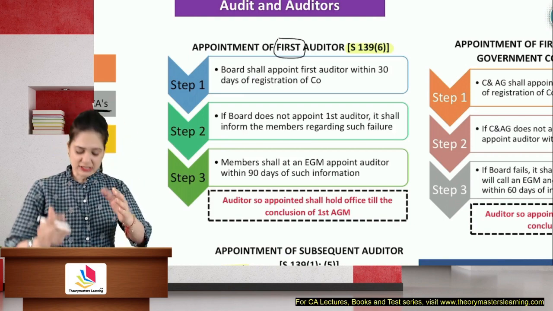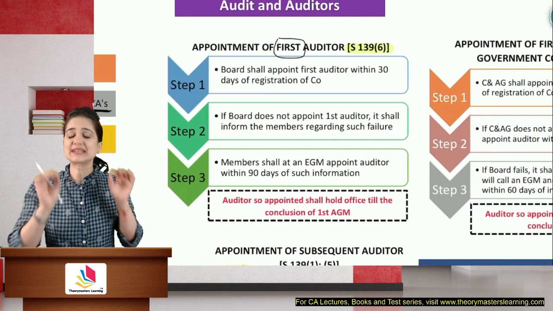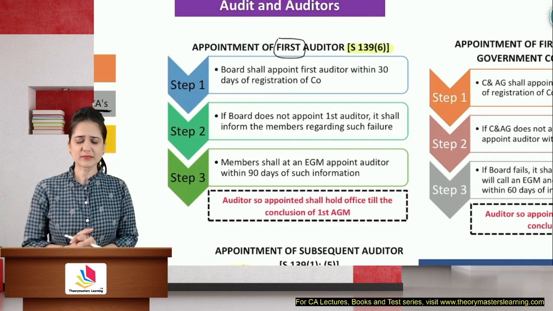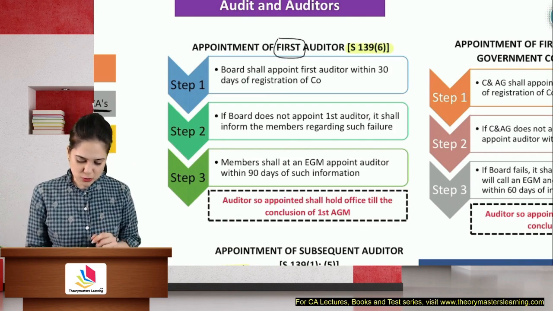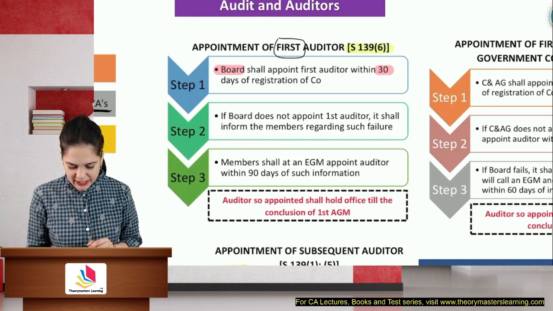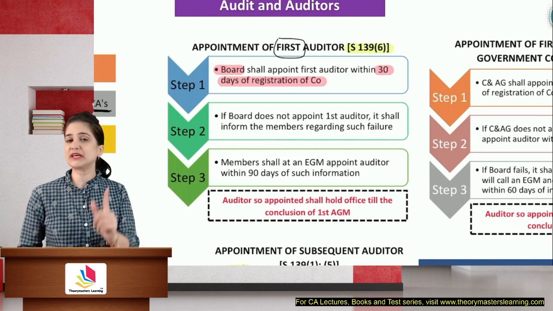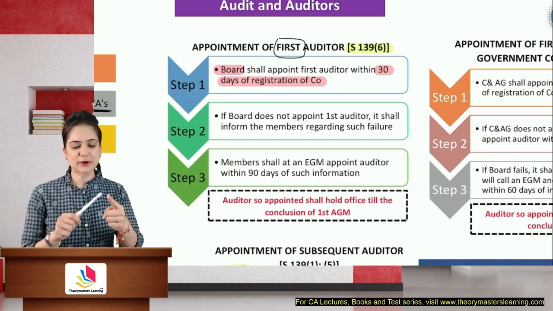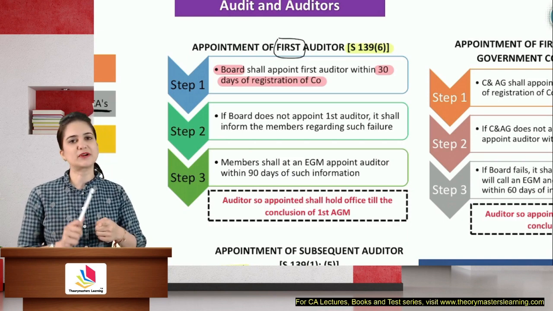Now, the first auditor, see, these are steps which you need to follow. They are exact sentences which you can write in the exam. The board of directors, who will appoint? The board of directors shall appoint the first auditor within 30 days of registration of the company. So what are the keywords? Board of directors will appoint the auditor within 30 days from the registration of the company.